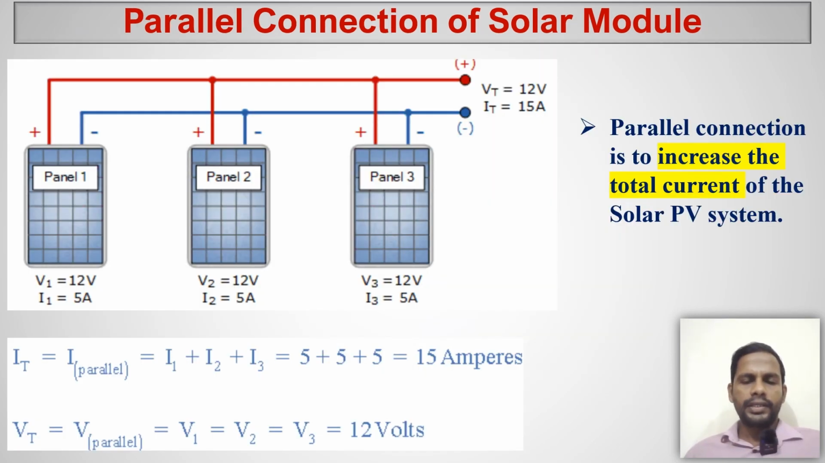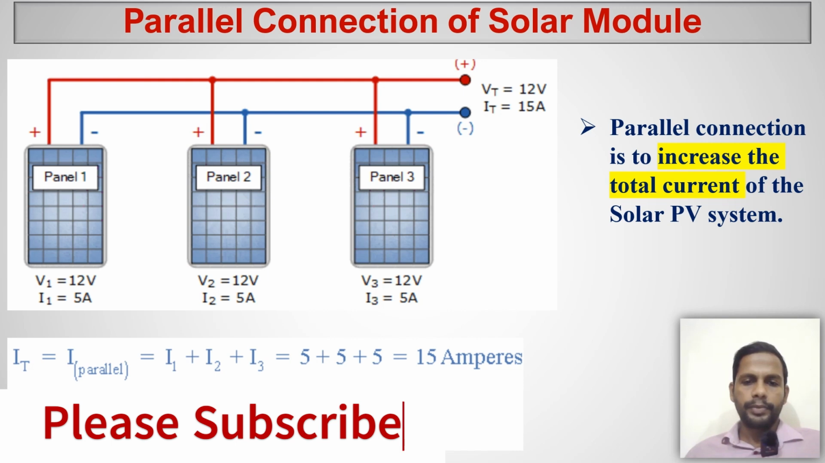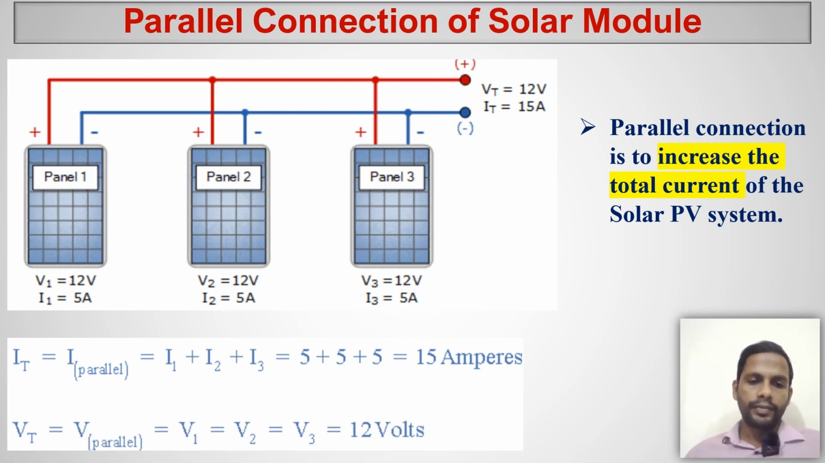If you look at this diagram, we have three modules connected in parallel. Each module has the same rating, 12 volt and 5 ampere. So when we connect each module in parallel, the current ratings will be added. 5 ampere plus 5 ampere plus 5 ampere becomes 15 ampere, the total output current. And the voltage will be the same because we are doing the parallel connection. So parallel connection is to increase the total current.